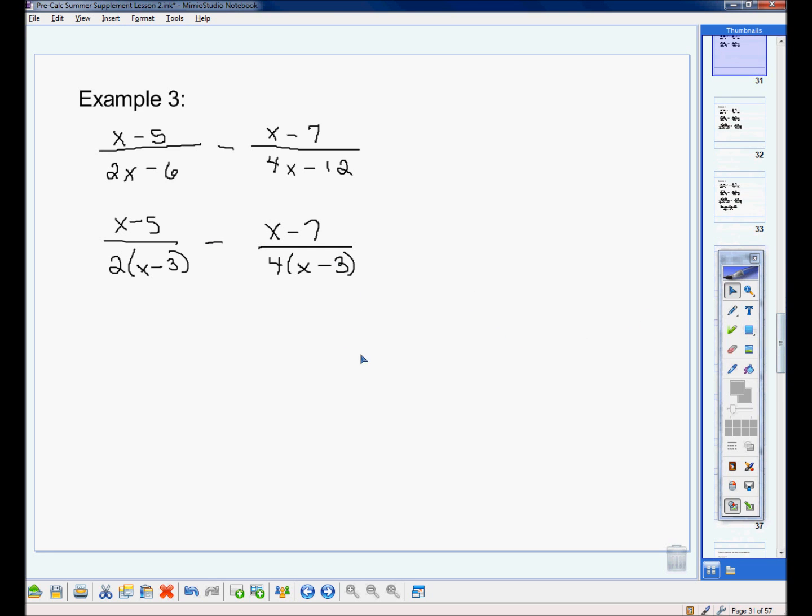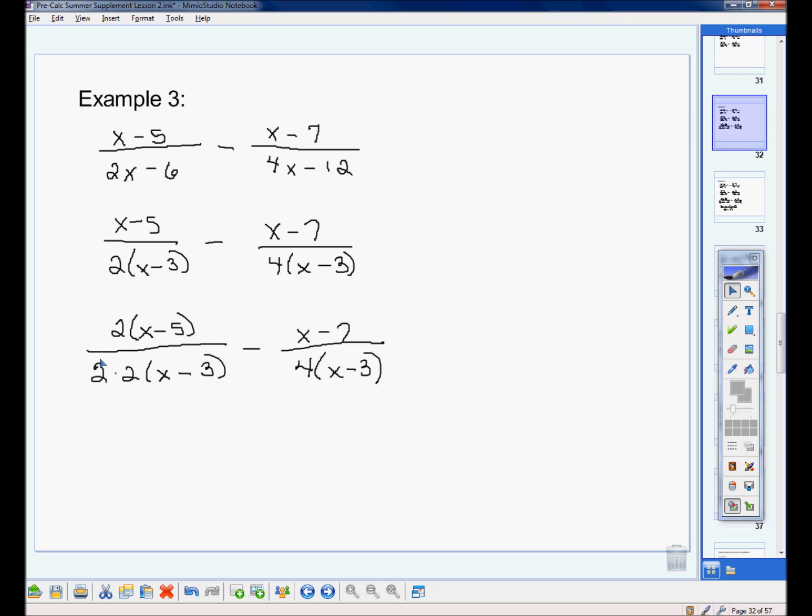Now our least common denominator here, actually the only thing that's needed here is this fraction needs an extra 2. So our least common denominator is really 4 times x minus 3. Since this one just needs an extra 2, we're going to multiply numerator and denominator by 2. Leave this one alone. This will give us a 4 down here and make it match this denominator.